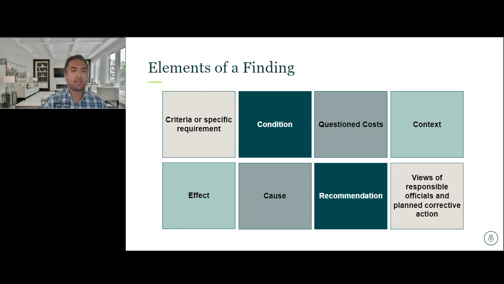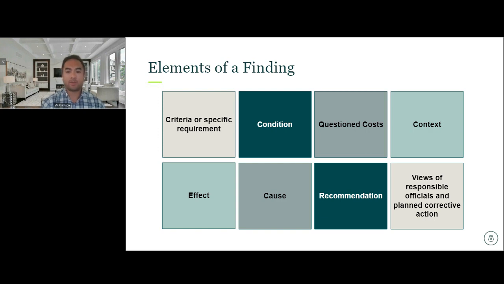And then cause, what happened, did controls break down, what caused this error to occur or this finding to be reported. And the recommendation, this comes from the auditors. It's just the auditors making a recommendation of best practice or how to implement controls going forward to prevent or detect the error from occurring in the future. So just a recommendation of internal controls of how to prevent this going forward.